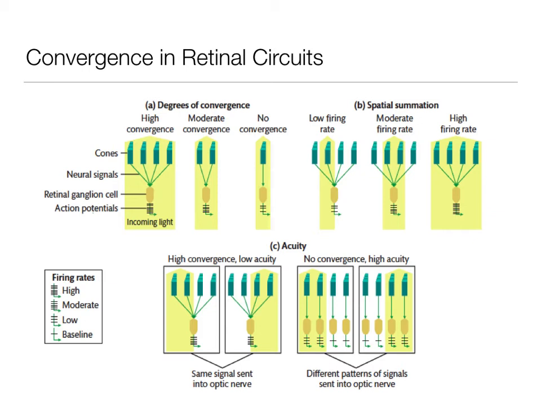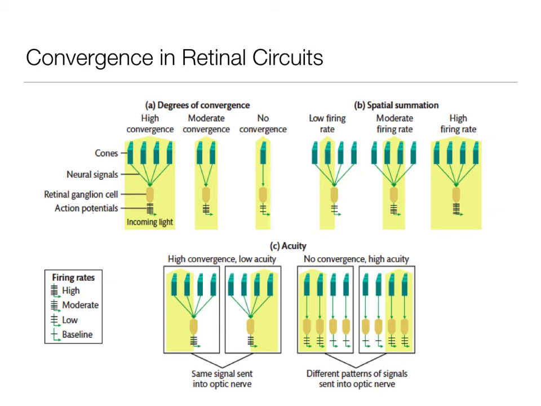So those are really the big things that I want to point out. Again, you can look at the acuity on C2, where we have that 1-to-1, we're going to get more output. Where we have no convergence, we'll have higher acuity, and when we have high convergence, we'll have lower acuity, okay?